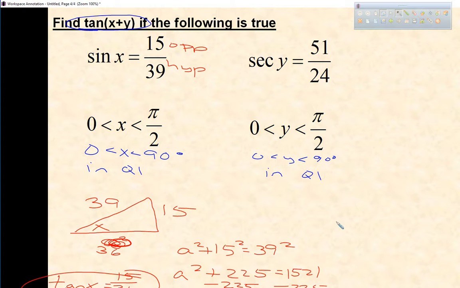All right, my second triangle is my y triangle. So let me draw that. This is my y angle. It says secant is 51 over 24. Remember, secant is the reciprocal of cosine, which means that cosine is adjacent over hypotenuse, so secant is hypotenuse over adjacent. So that means this is 51, this is 24.